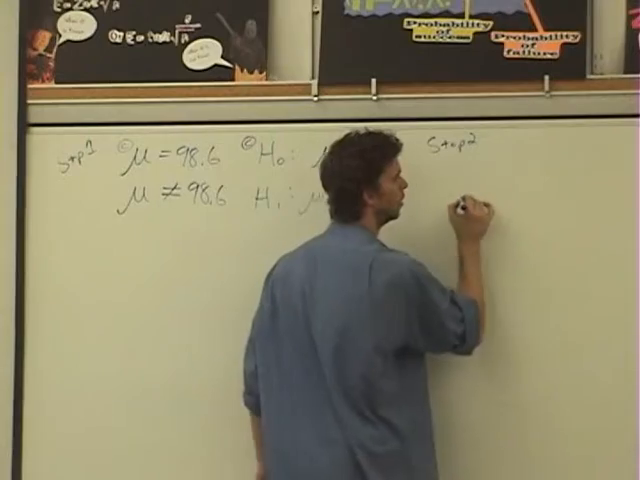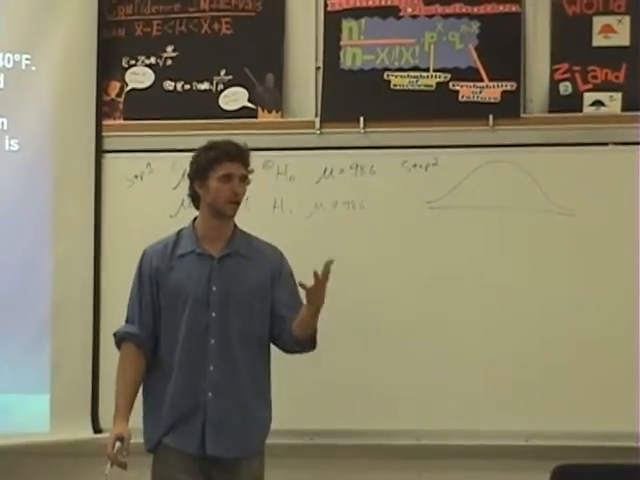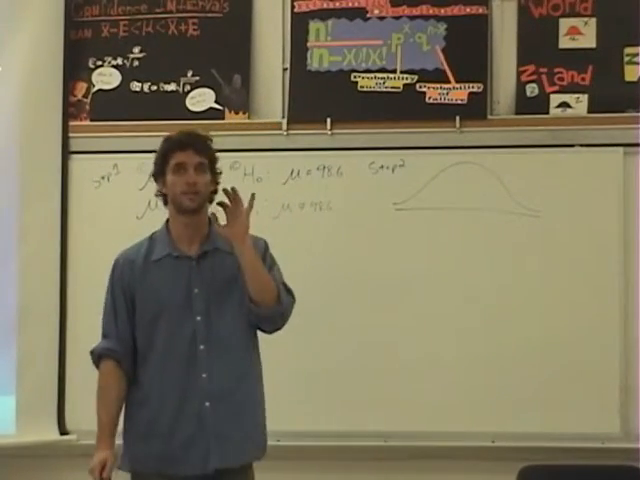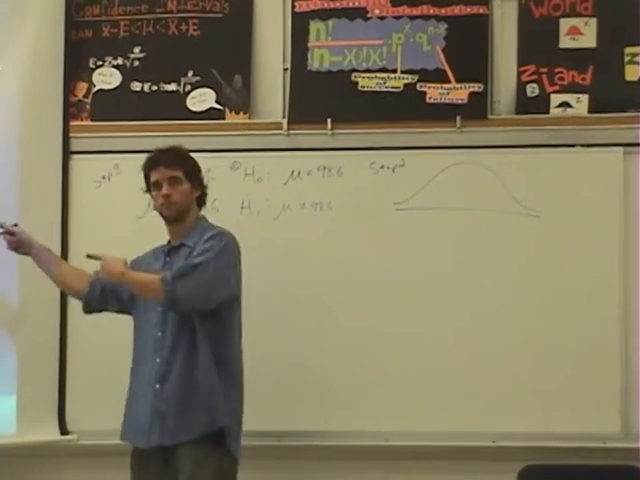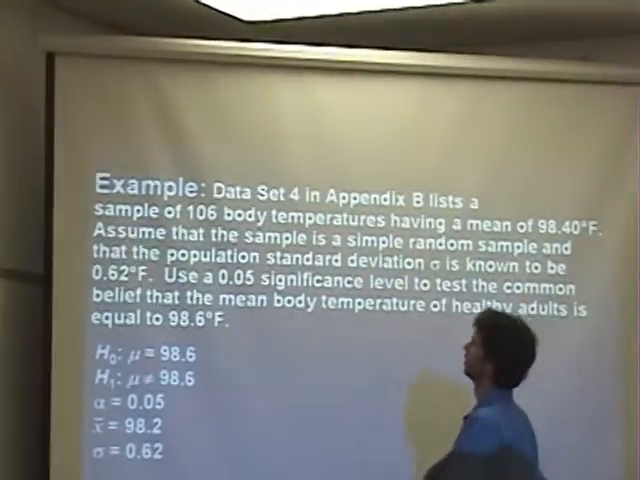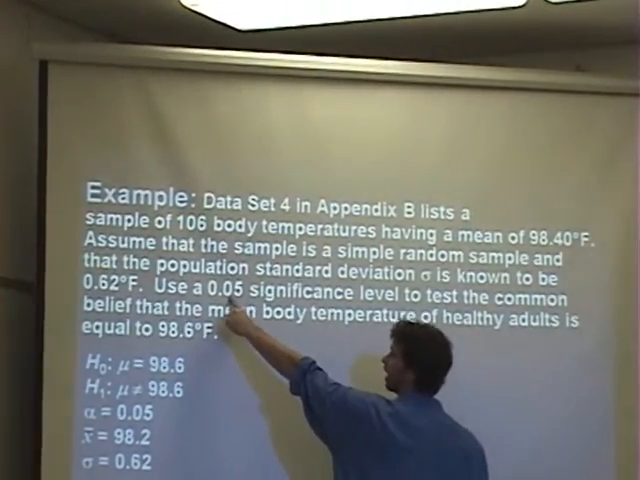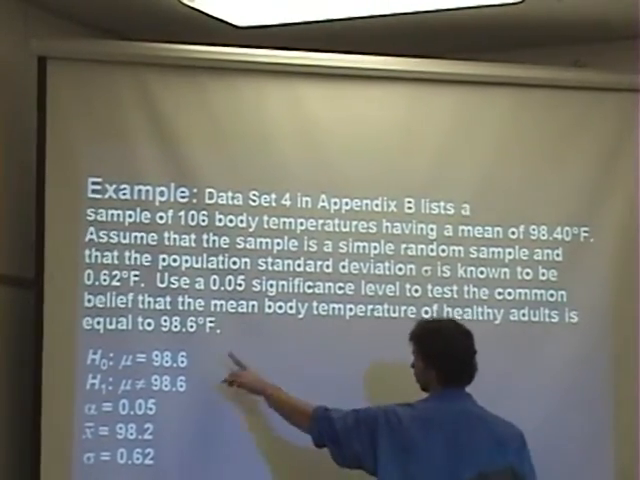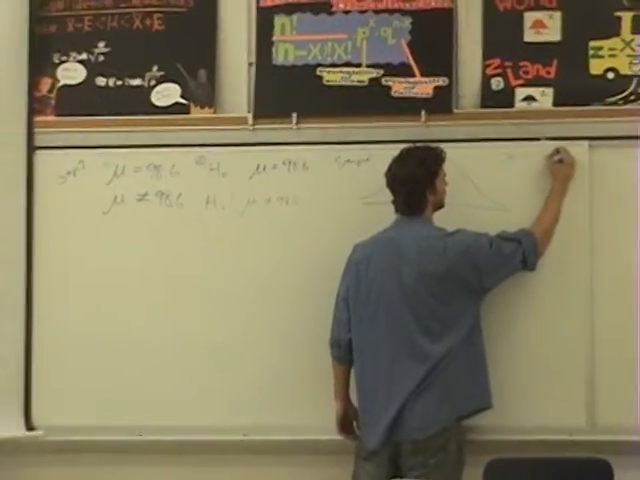Step two, we've done before. We already found the null and alternative hypothesis. We need the critical values and the critical region. What we have from our problem is a significance level of 0.05. That's what we need to know. Alpha equals 0.05.